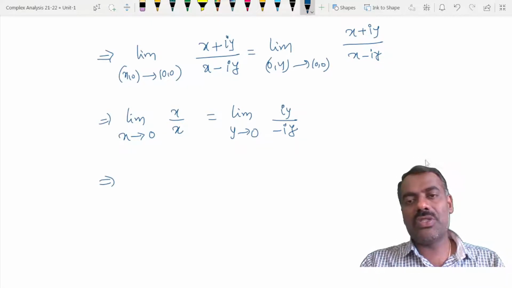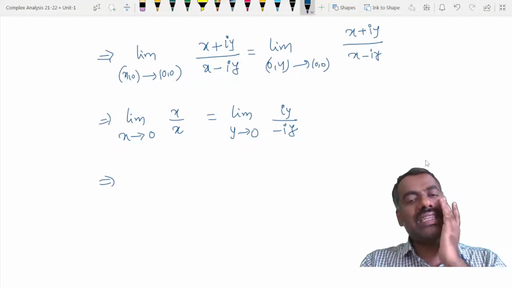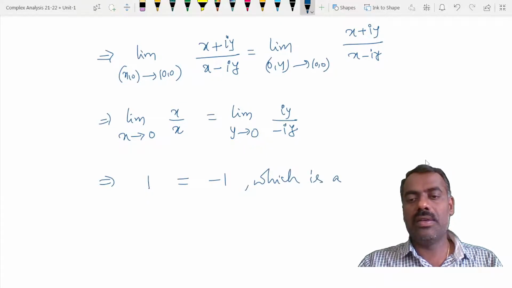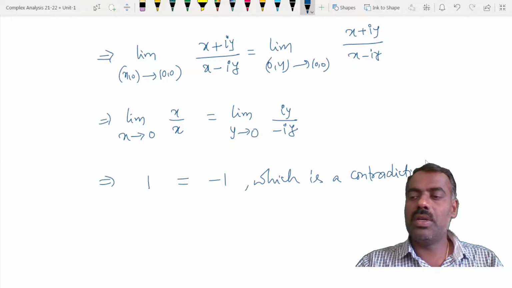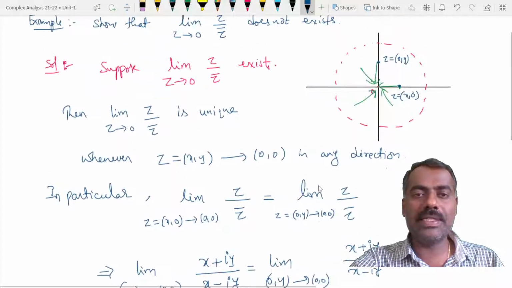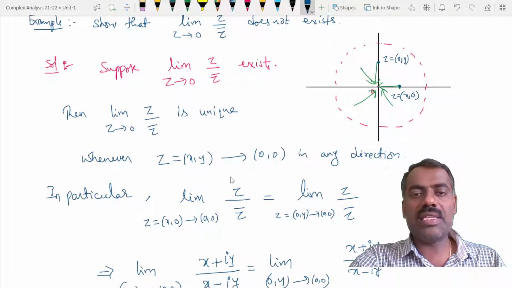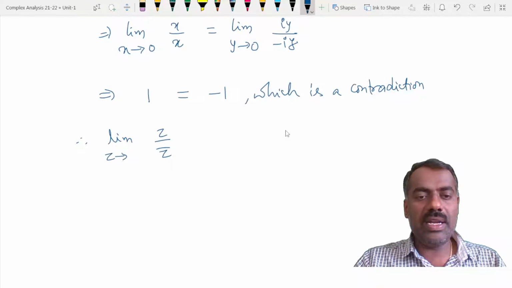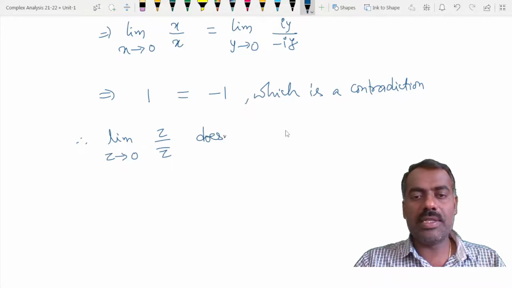But what will you get? No matter, as x tends to 0, this value is 1 or not? The left hand side value is 1, right? And the right hand side, what we are getting is minus 1, of course. So 1 equals minus 1, a contradiction, which is not at all true, because 1 cannot be equal to minus 1. Is this clear? This arises because we have assumed that this limit exists. So this cannot be true. That means the limit of z upon z bar as z tending to 0 does not exist.